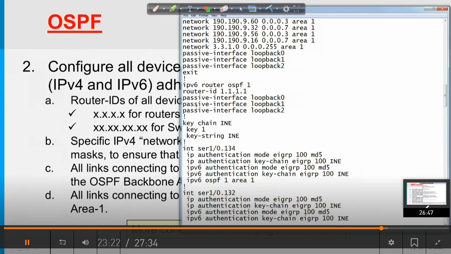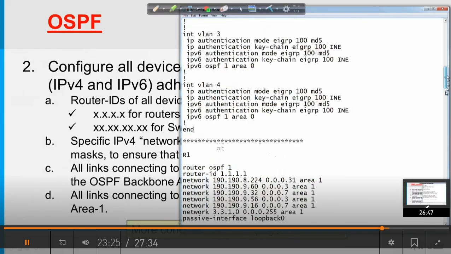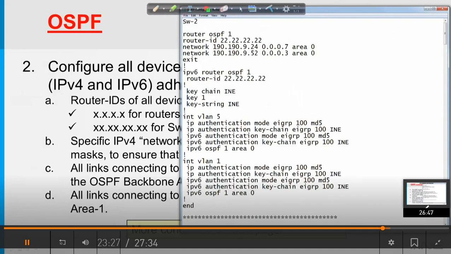Okay, so at this point, I'm almost done. I've created an IPv4 OSPF process with the correct router IDs and network statements. And for those devices that have loopbacks, I've made those loopbacks passive. I've also created an IPv6 router OSPF instance by enabling it on all the interfaces, creating the correct router ID, and making passive interfaces of my various loopbacks. So the only thing I have to do at this point is my authentication.